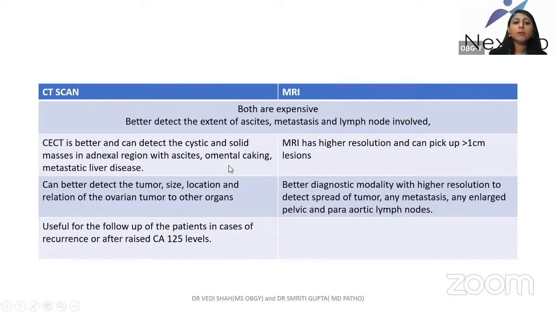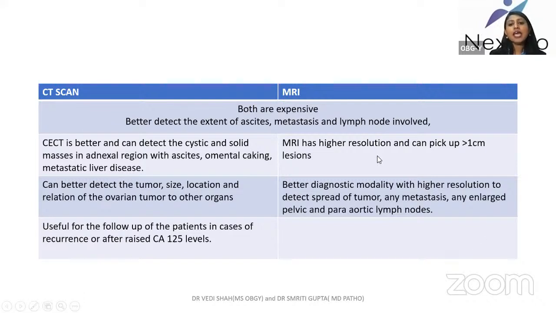Along with that, the omental caking as well as the metastasis to the liver can be better detected with this. Not only that, this CT scan would be helpful for the follow-up. Once the patient has been operated, if the levels of the CA-125 are going to be high, then CT scan can be used for the follow-up reports as well.